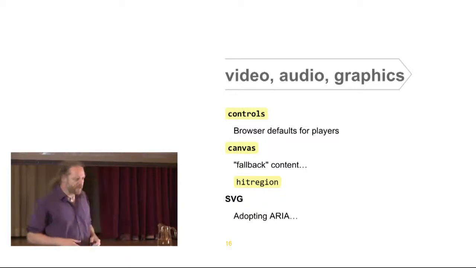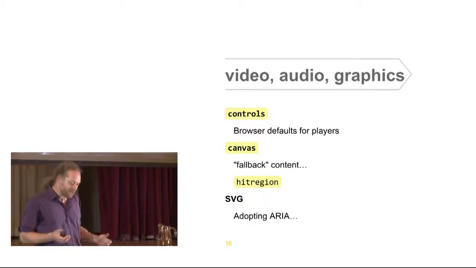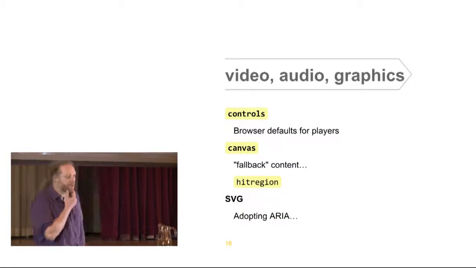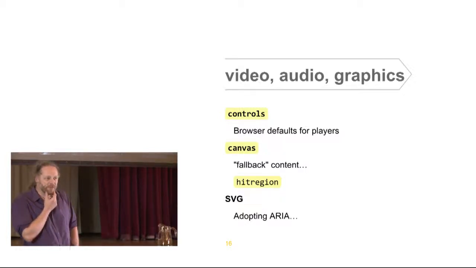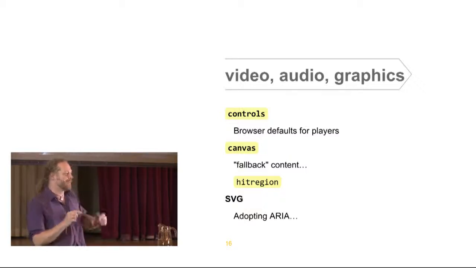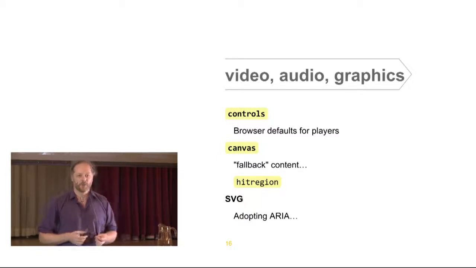People said, no, no, that's a terrible idea. Can't do it. Probably can't be implemented. Dreadful. So Canvas is probably about to ship as a recommendation. And it's got, you know, the last piece of work to get implemented and shipping and debugged. There's a thing called hit regions.